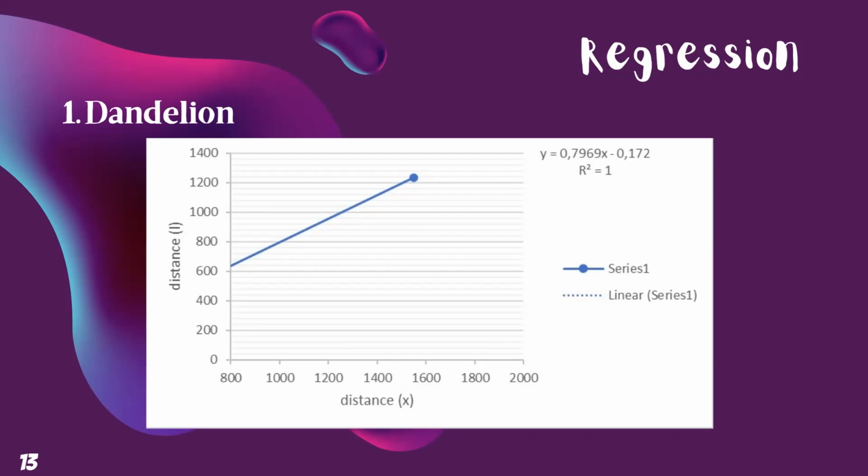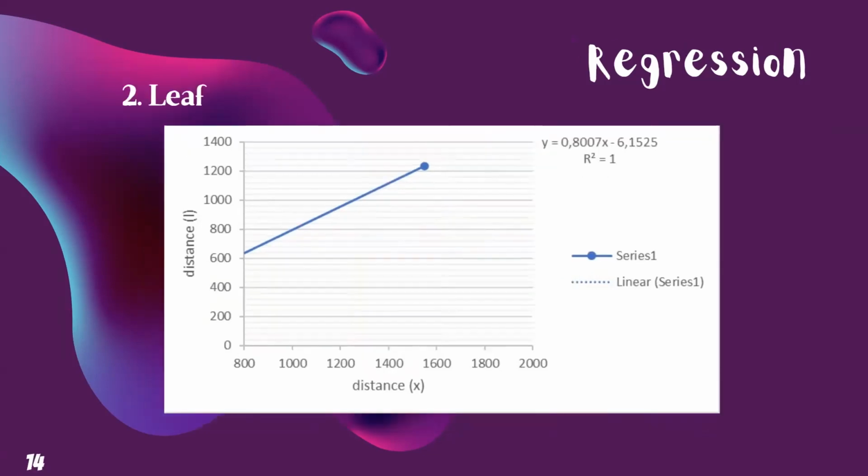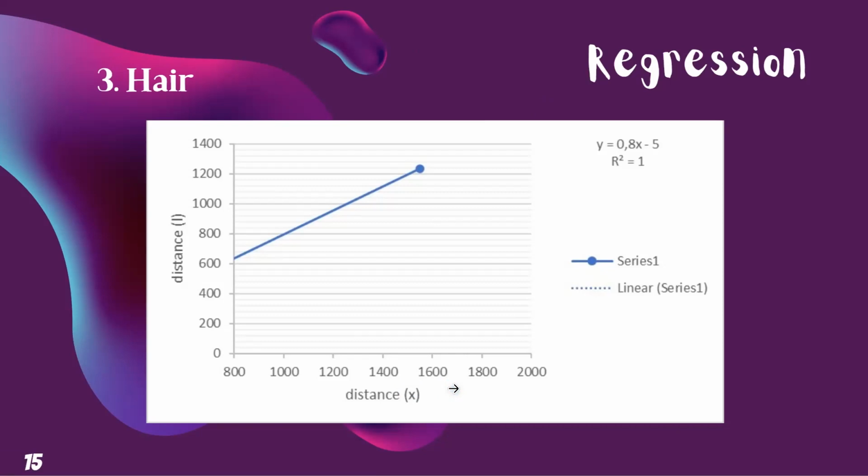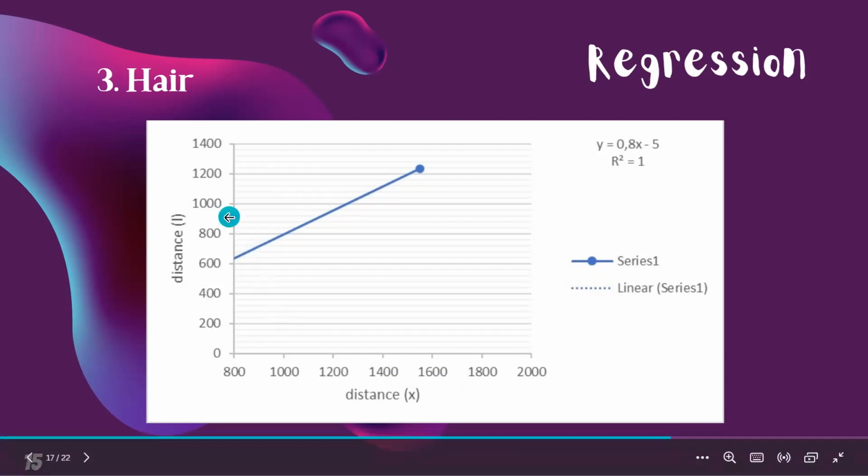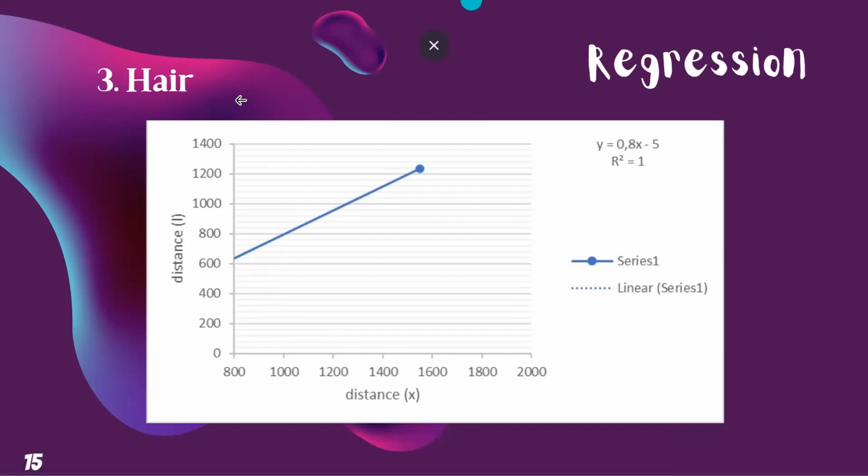And this one is the regression for the dandelion diameters. Next slide, please. And this one is the regression of the leaf, which has an R squared value also of 1, which is linear. So this is the regression of the hair. The diameter is 0.8, and the R squared is 1, which shows that this is linear.